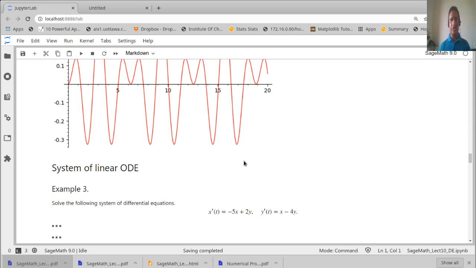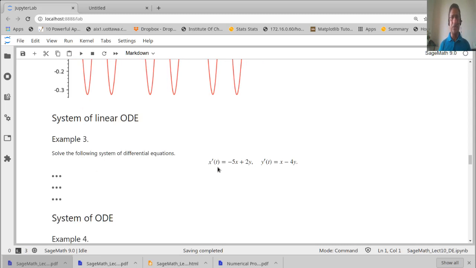Now let us move on to how we can solve a system of linear ordinary differential equations. Let us take an example. Suppose you have the first equation as x dash t is equal to minus 5x plus 2y, and y dash t is equal to x minus 4y. So these are the two systems of ordinary differential equations.